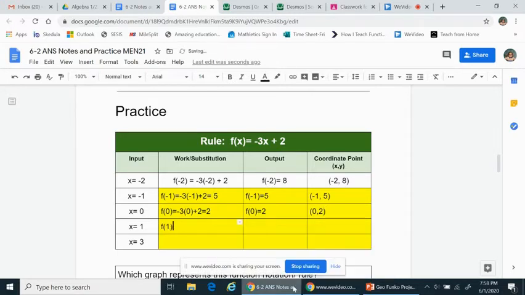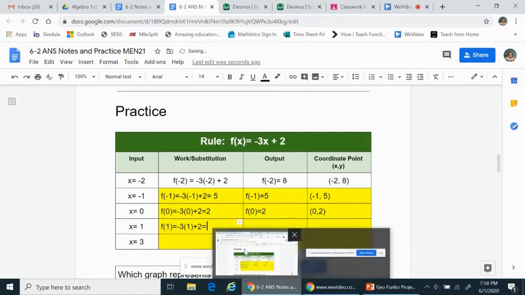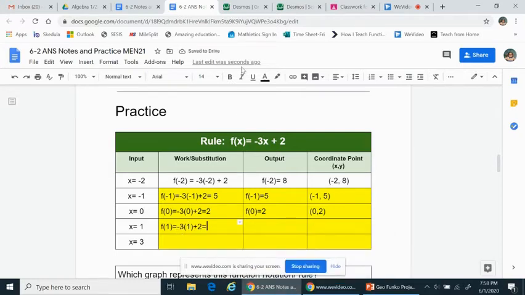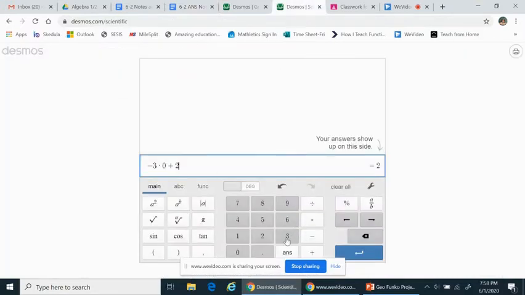f of 1 equals -3 times 1 plus 2 equals. Now I'm going to use Desmos again because I see the negative, and that's a little complicated. I want to make sure I get it right. So it's -3 times... oops, did I forget to clear this? I forgot to clear this. So clear all. -3 times 1 plus 2 equals -1.